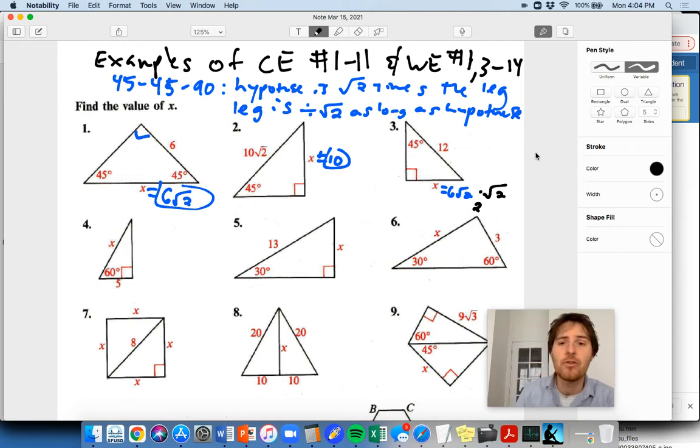So anyways, another summary statement you might put down for 45, 45, 90 degree triangles is that the leg is, sure, divided by root 2 as long as the hypotenuse. But look at how the numbers relate here. If we divide that number 12 by 2, we get 6. If we tack a root 2 on it, we're going to get there. So what we can do instead is divide by 2 and then times by root 2 as long as the hypotenuse. It's kind of confusing, right?